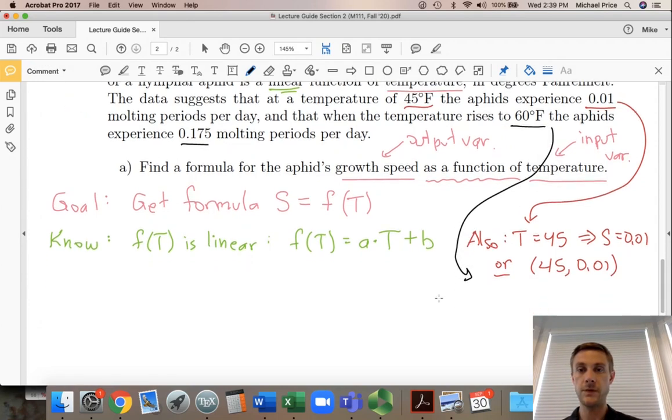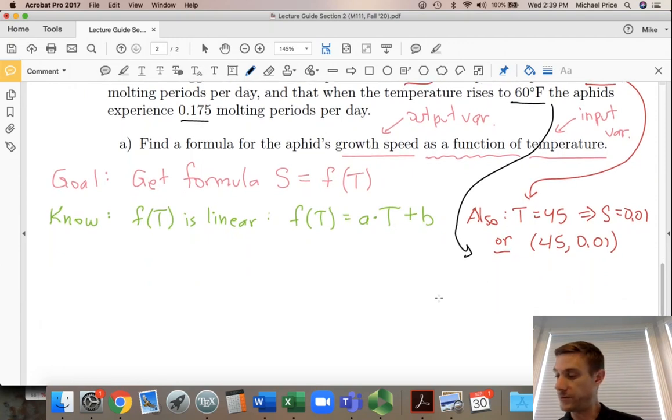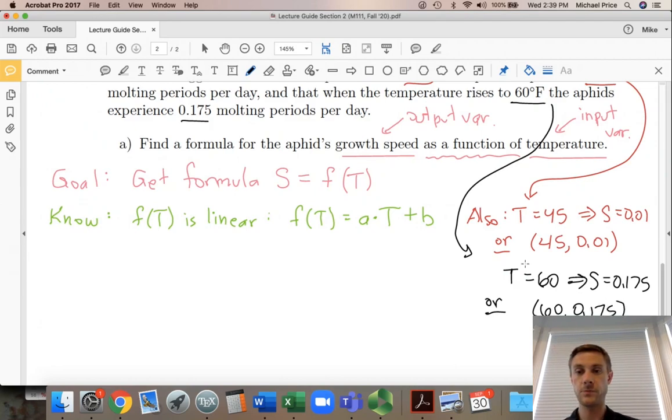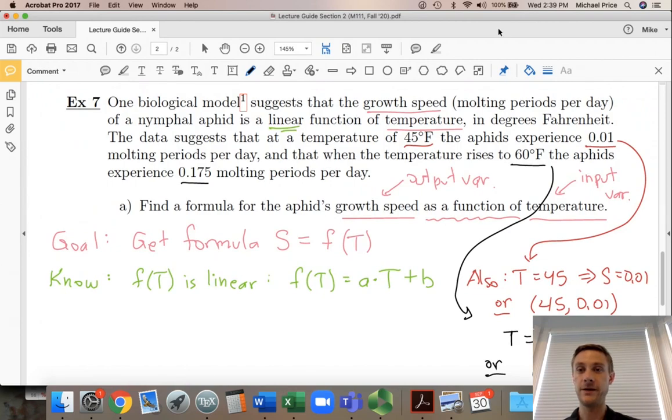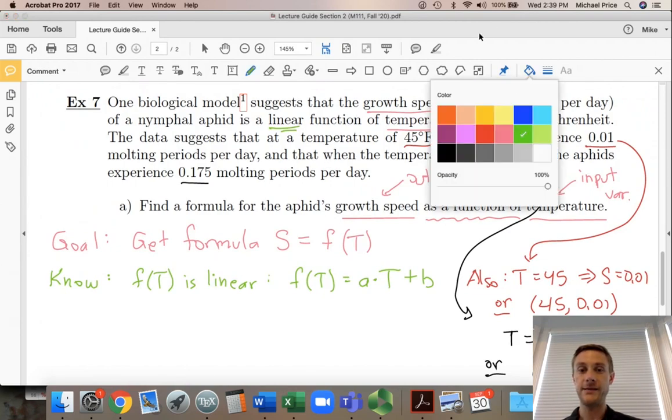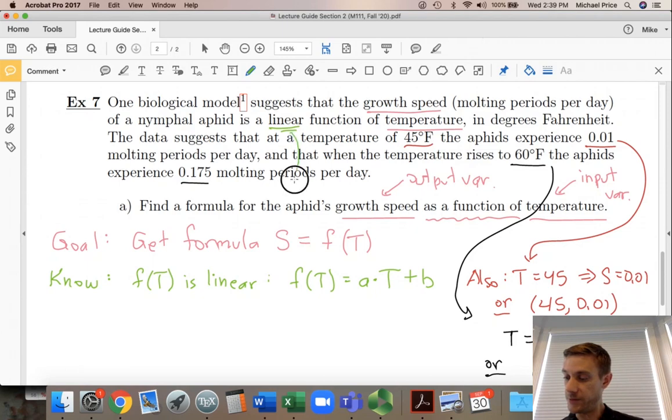Okay, I think we'll be able to move. T equals 60 implies S equals 0.175. Or the point (60, 0.175) is on this graph. Great. Okay, got arrows going everywhere. Oh, maybe I can add in this little arrow for the linear piece, but who knows?